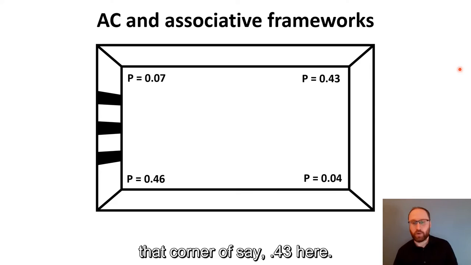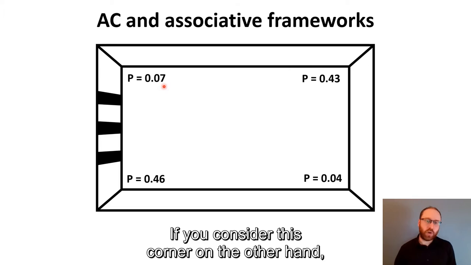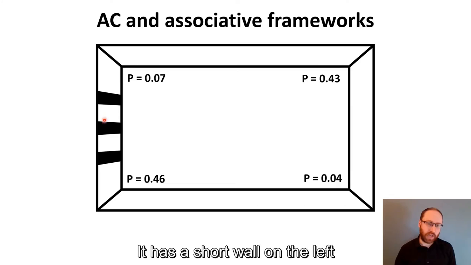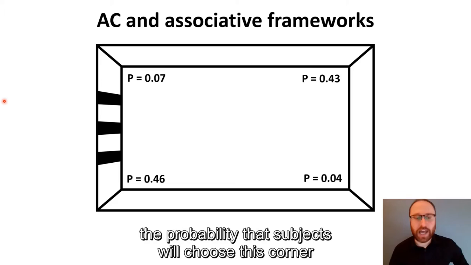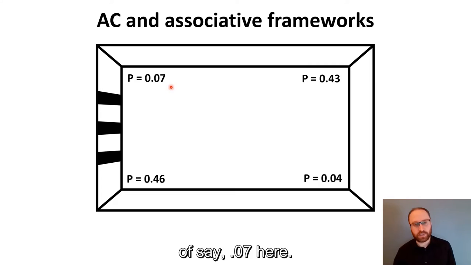If you consider this corner, on the other hand, it has the wrong geometric properties. So it has a short wall on the left and a long wall on the right. But it has the right feature properties, so it's close to the three black stripes here. So this kind of information is used to calculate a probability that subjects will choose this corner of, say, 0.07 here.